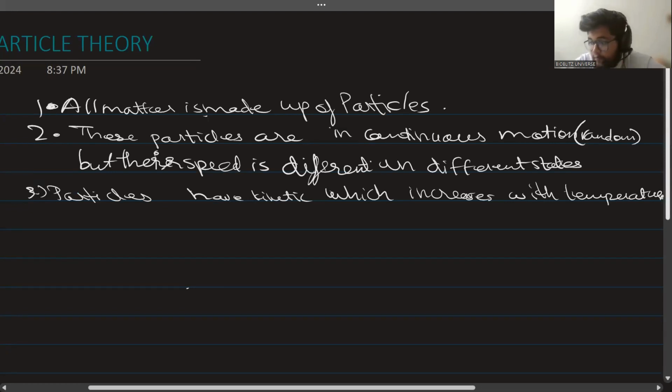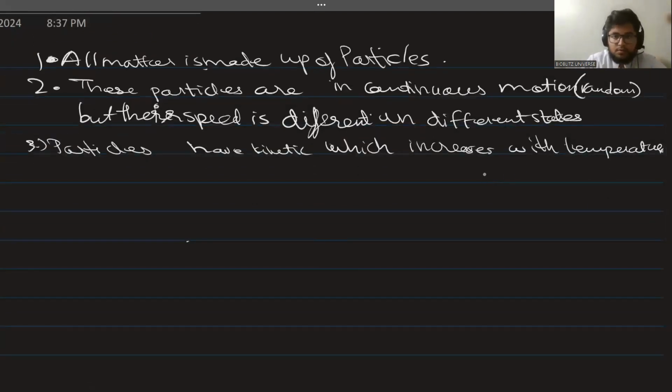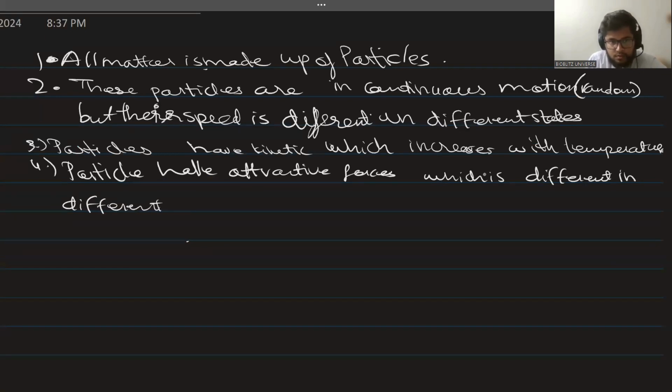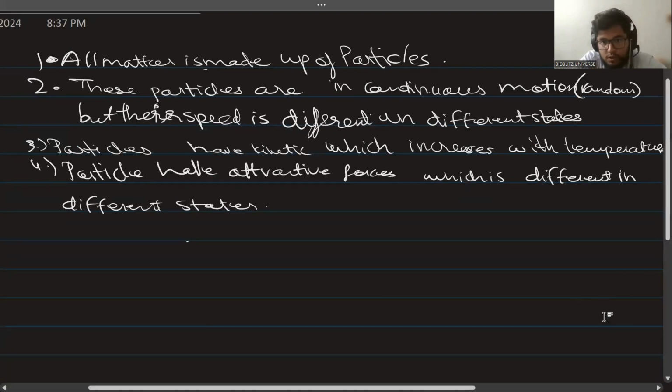And with it, particles have attractive forces which are different in different states, okay? So there's another statement of it. Particles have attractive forces which are different in different states. So you guys should be noting these points down, okay?